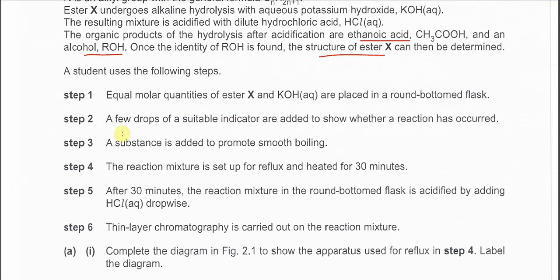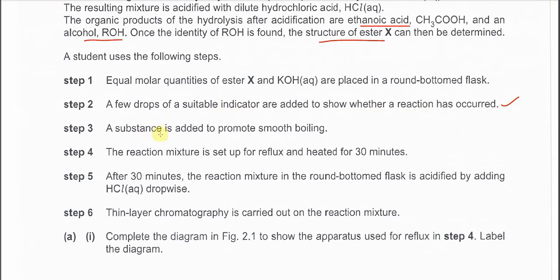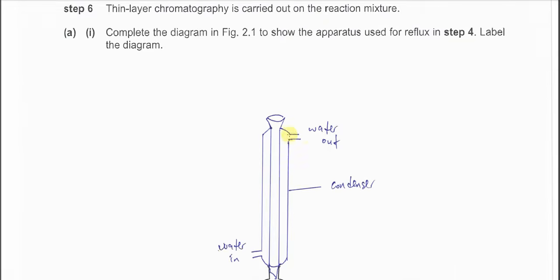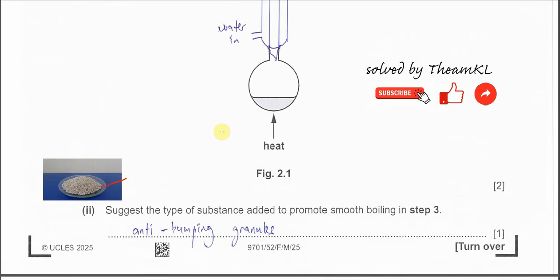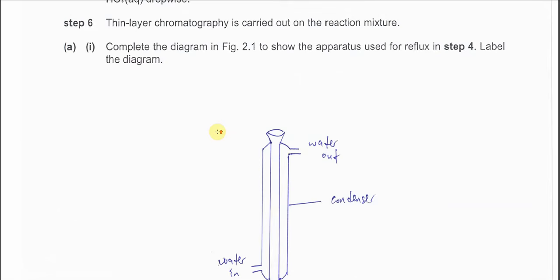Now we have 6 steps. Step 1: equal molar quantities of the ester X and KOH are placed in a round bottom flask. A few drops of suitable indicator are added to show whether the reaction has occurred. I will discuss with you how to choose the correct indicator. In step 3, a substance is added to promote smooth boiling. This must be anti-bumping granules. We just need to add a few particles into the reaction mixture, then the boiling will not be so vigorous.